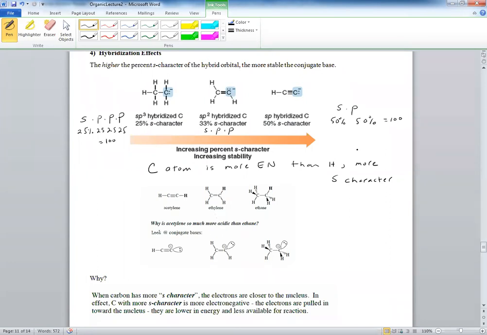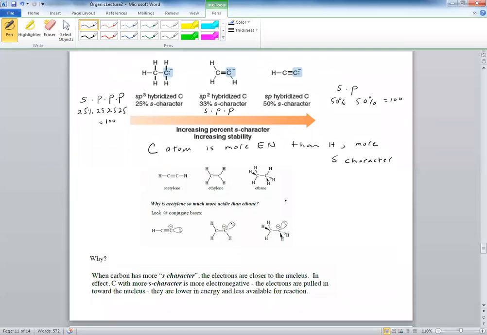If we look at the pKa's of some of these, the pKa of acetylene right here would be about 25. For ethylene, it would be around 44. And for ethane, it would be about 50. Once again, acetylene has more S character than, of course, the one with sp3.